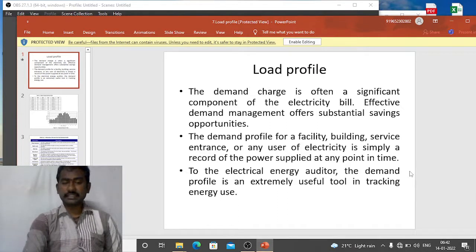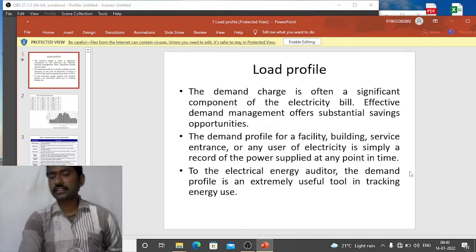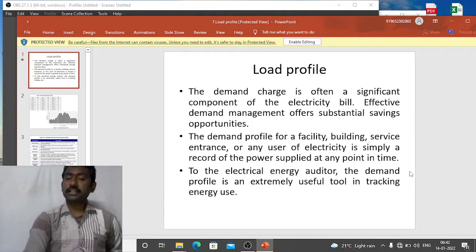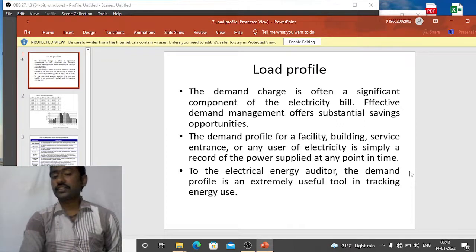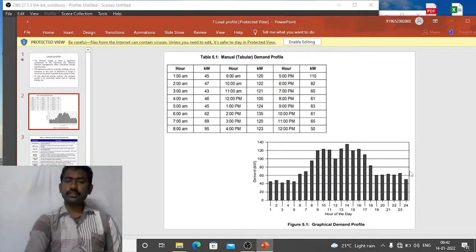The demand charge is often a significant component of the electricity bill. Effective demand management offers sustainable savings opportunities. The demand profile for a facility, building, service entrance, or any user of electricity is simply a record of the power supplied at any point in time. To the electrical energy auditor, the demand profile is an extremely useful tool in tracking the energy use.